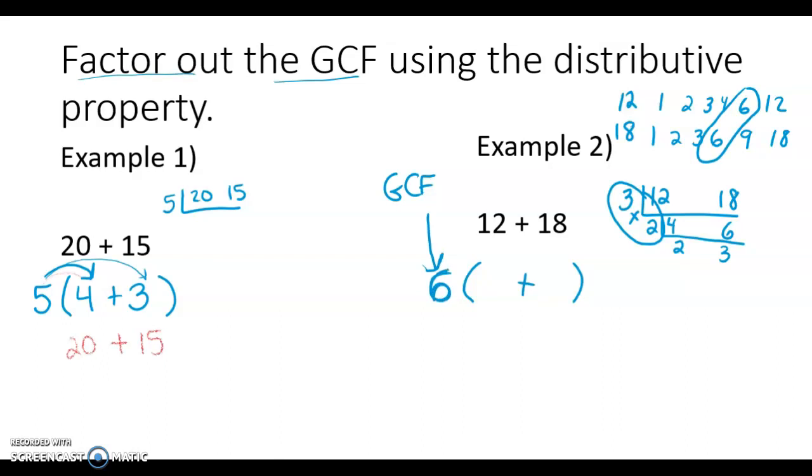We're going to pull the factor out and then ask ourselves, 6 times what will get us 12? 6 times 2, not 3. 6 times 2 is 12. And then 6 times 3 is 18. And we just factored using the distributive property. Okay, let's look at a couple more.